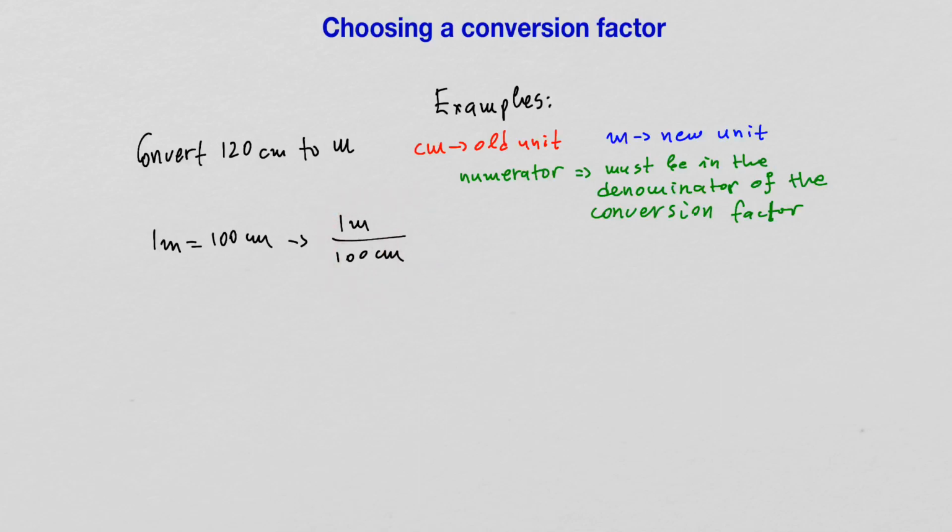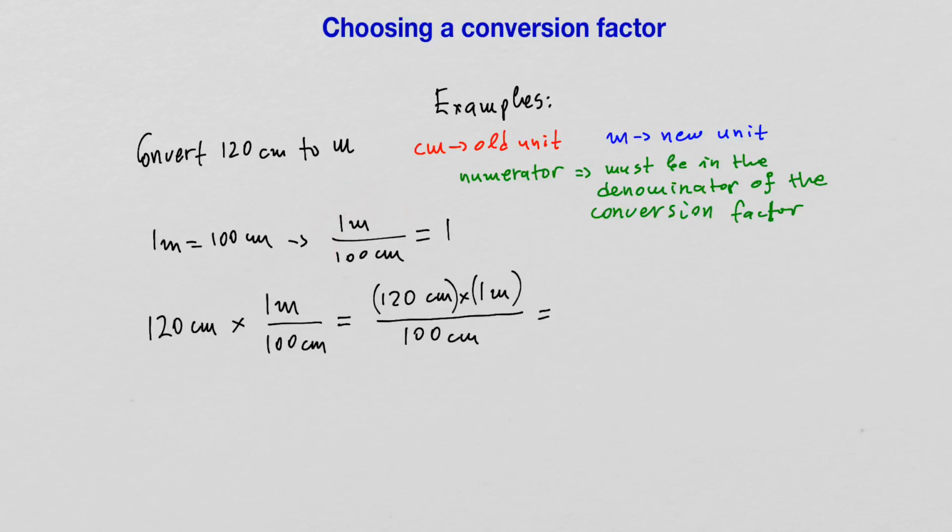And now let's remember also that this conversion factor is equal to 1, since both units, meters and centimeters here, measure the same length. 1 meter is equal to 100 centimeters. Okay, so now I will multiply the original quantity, 120 centimeters, by this conversion factor. So 120 centimeters times 1 meter divided by 100 centimeters. This can be rewritten as 120 centimeters times 1 meter, and the entire thing divided by 100 centimeters.